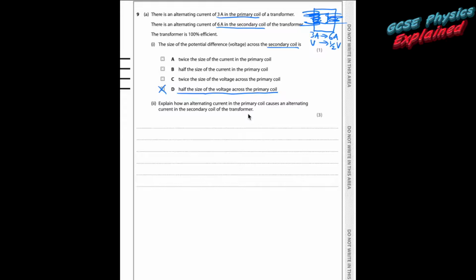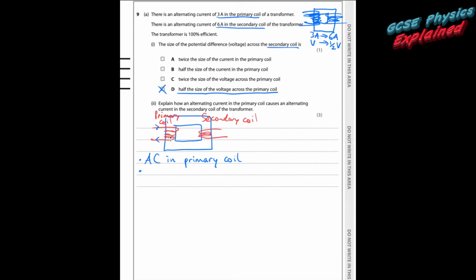Part 2. Explain how an alternating current in the primary coil causes an alternating current in the secondary coil of the transformer. Right, so here's your basic transformer. That's your primary coil. That's your secondary coil. Now an alternating current in the primary coil creates an alternating magnetic field in the primary coil.